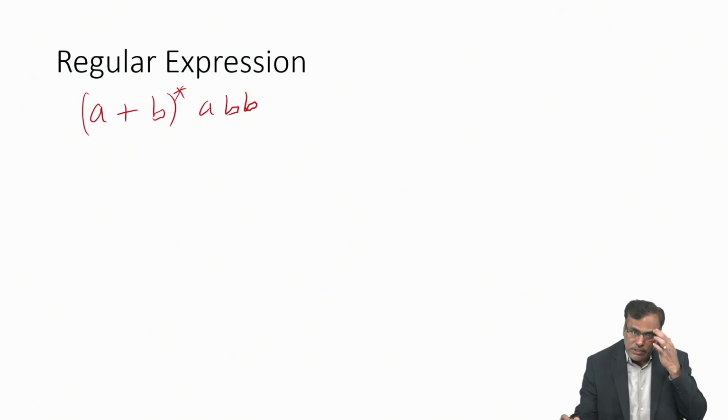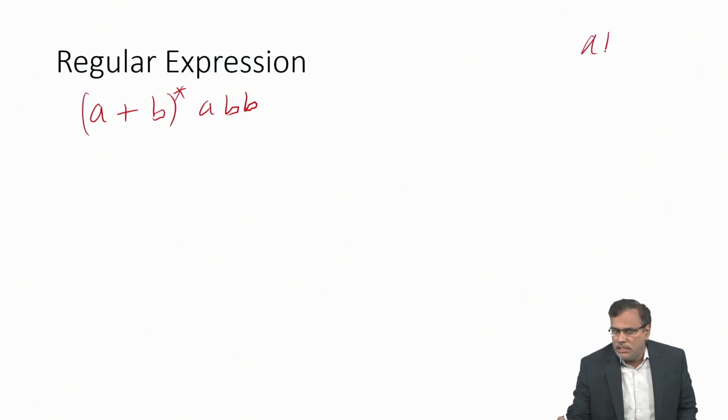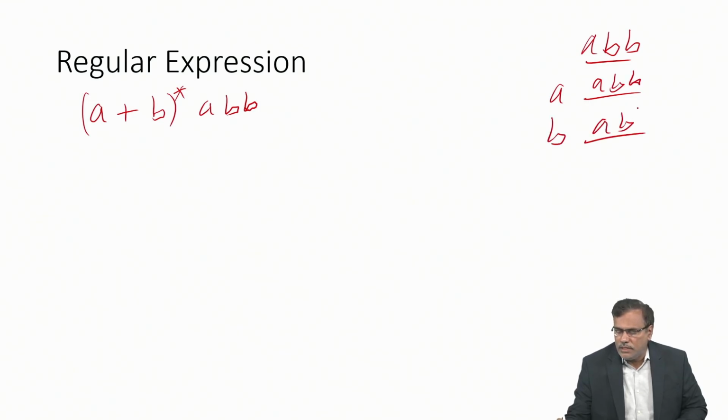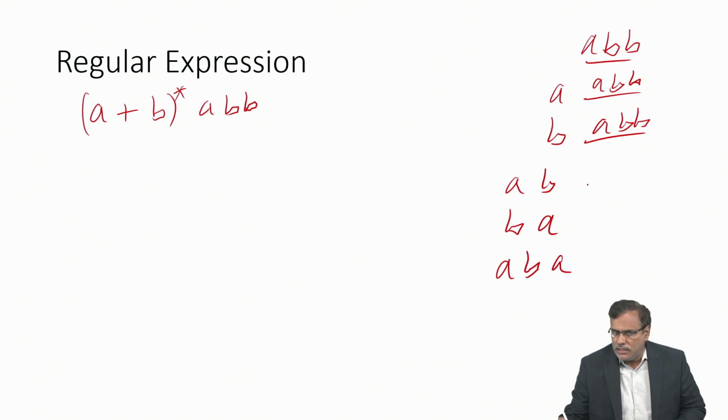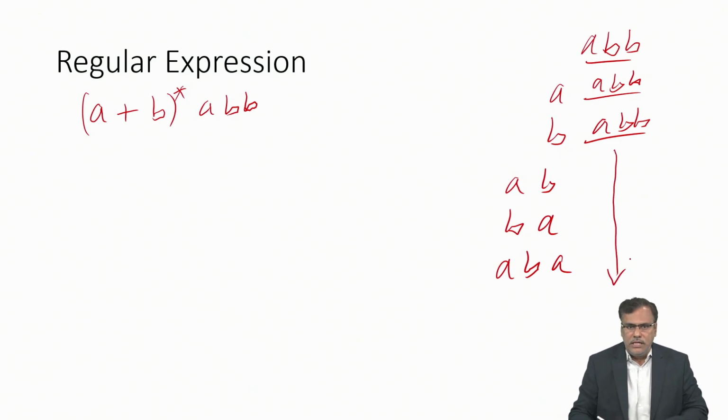Some possible strings of this expression are just ABB. In every string, at the end you will have this ABB. Otherwise, you may have a single A followed by ABB, or B followed by ABB. Any combination of A's and B's, like AB or BA, or any combination of AB any number of times, ABA, and so on, followed by ABB. These are the possible strings of this expression.